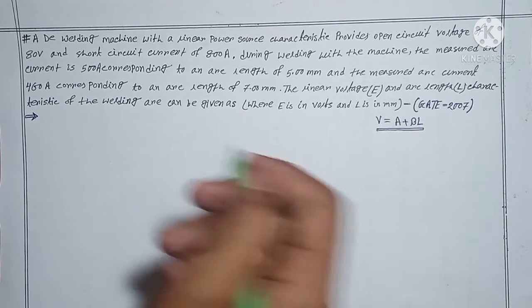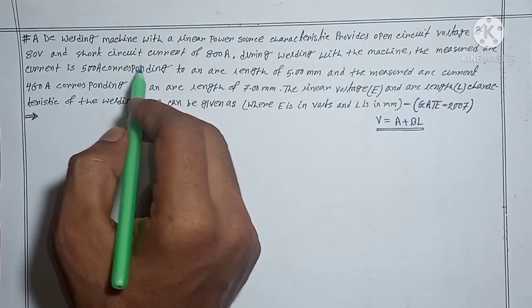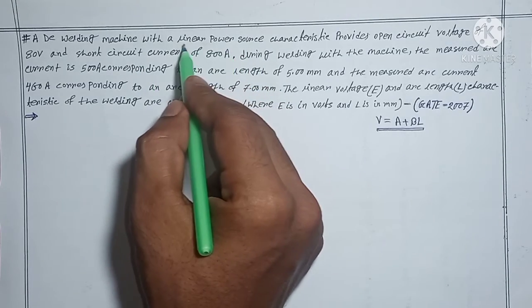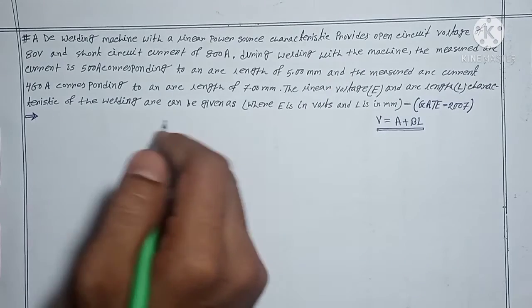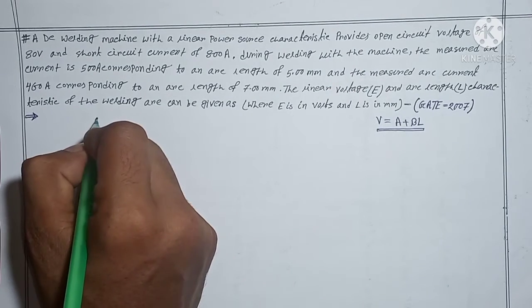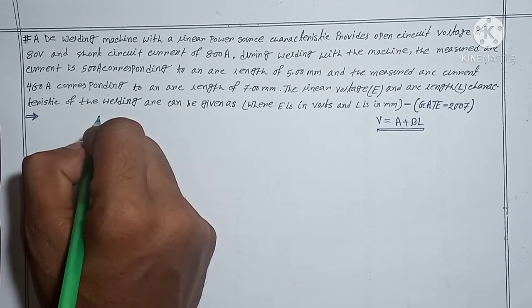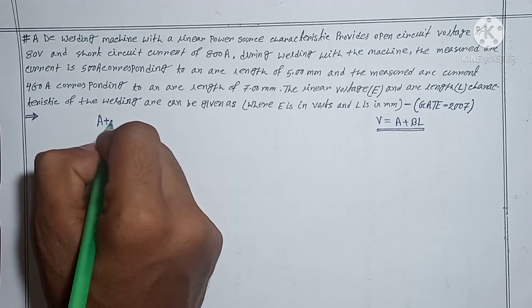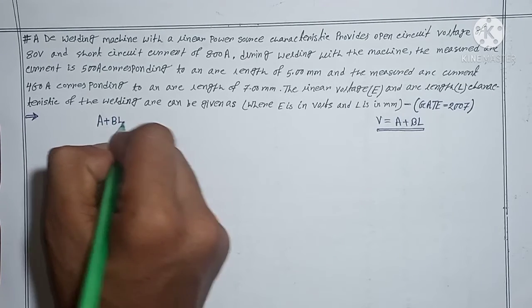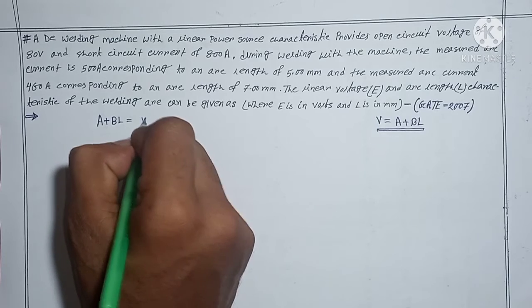In the previous question I told that when you get a question related to the power source, this type of linear power source characteristics or arc length characteristics, the first thing is to equate the voltage from the arc length characteristics and the VI characteristics.